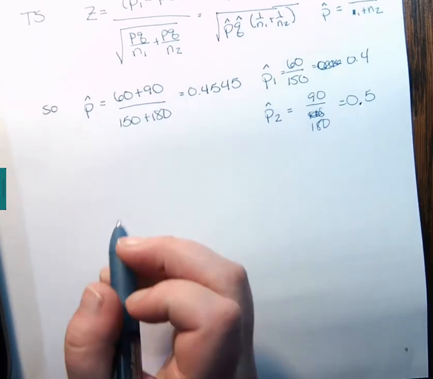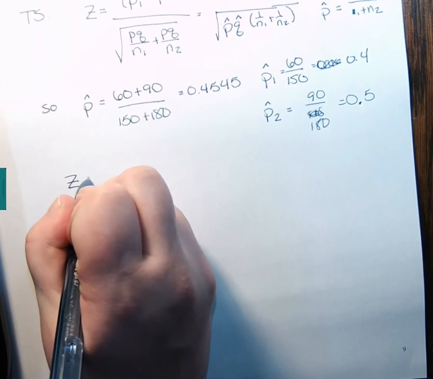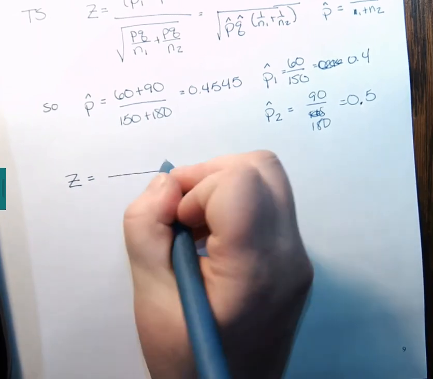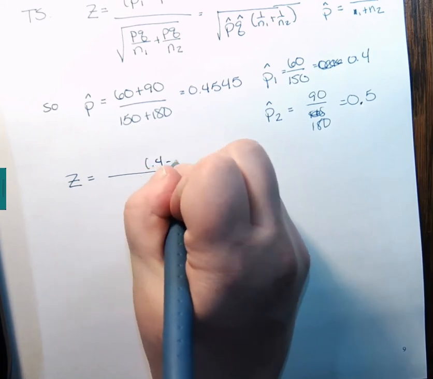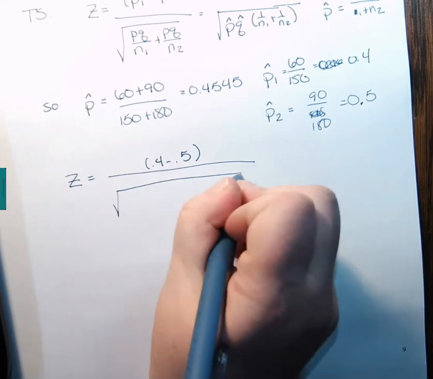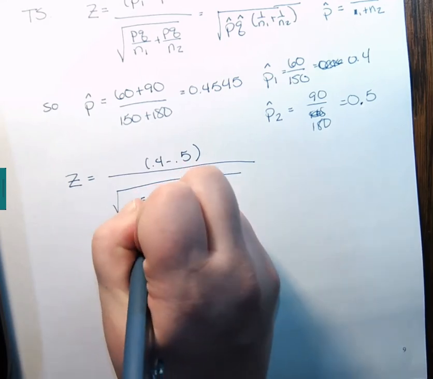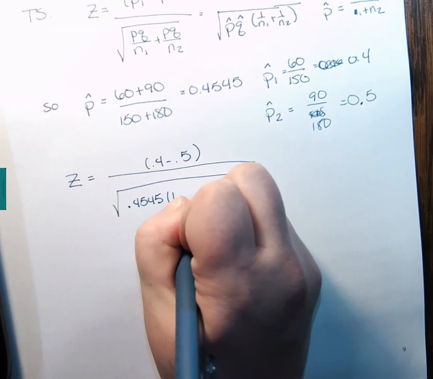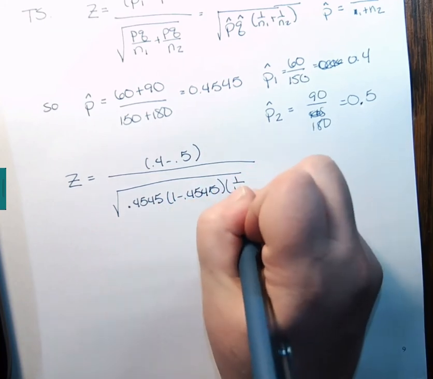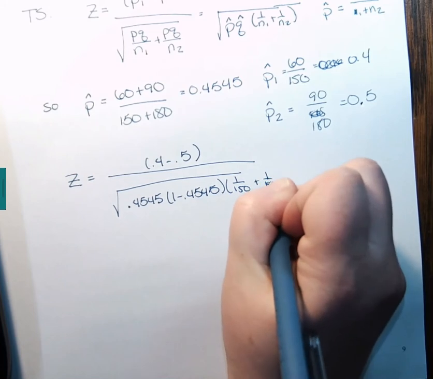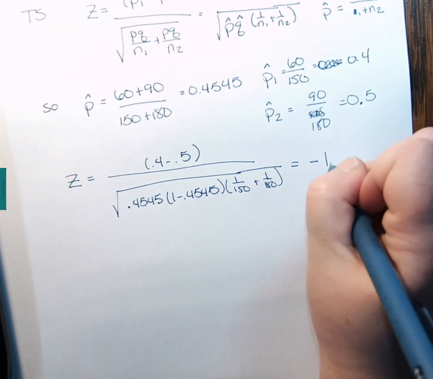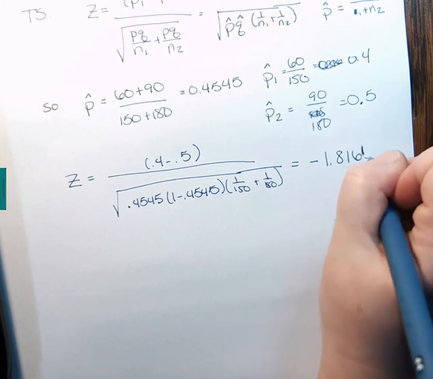All right, so now we can fill in our test statistic. So our test statistic in this case is going to be equal to 0.4 minus 0.5, and then in the denominator we're going to have the square root of 0.4545 times 1 minus 0.4545 times 1 over 150 plus 1 over 180, and I get that's equal to negative 1.8166.